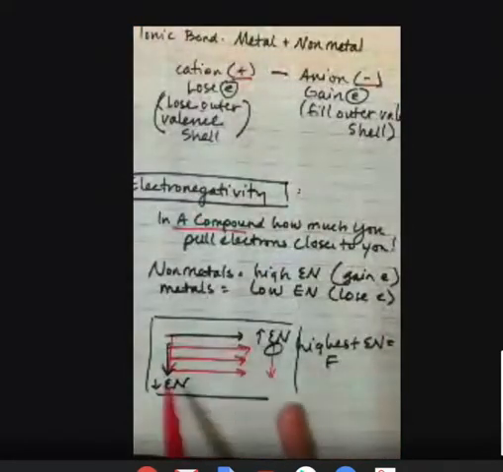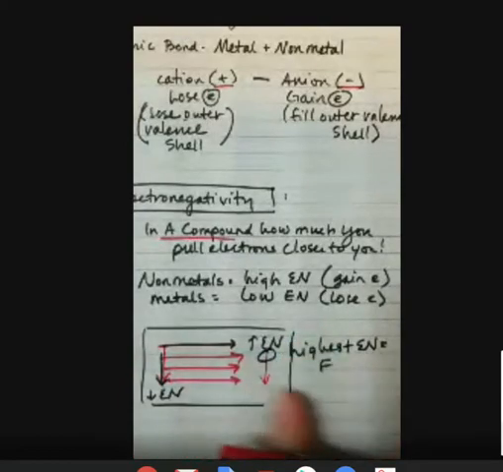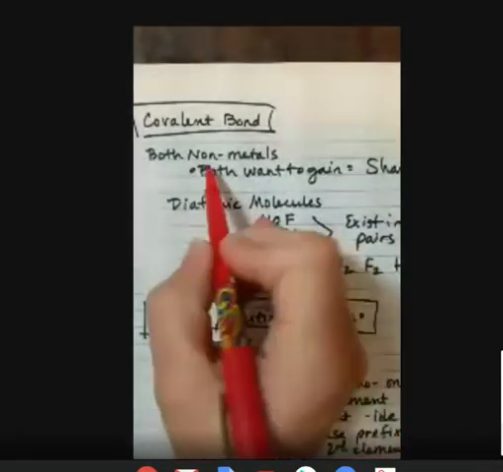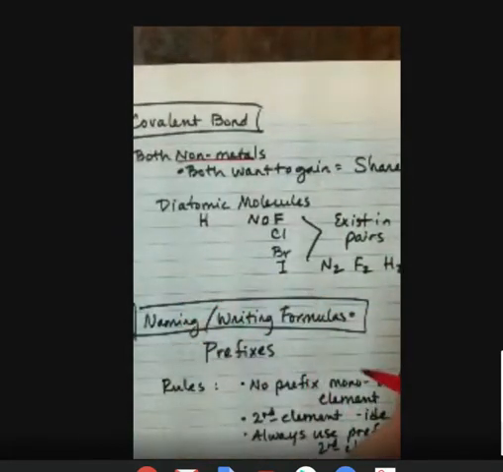So that's kind of the electronegativity trends, and you'll need to know electronegativity when you start talking about covalent bonds. So that's our next one. So what is a covalent bond? It's where you have non-metals joining together. So we have a non-metal bonding to a non-metal.